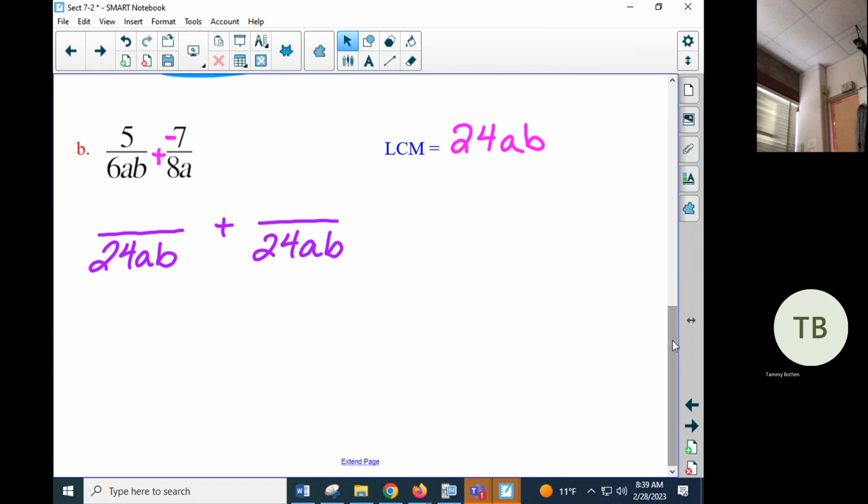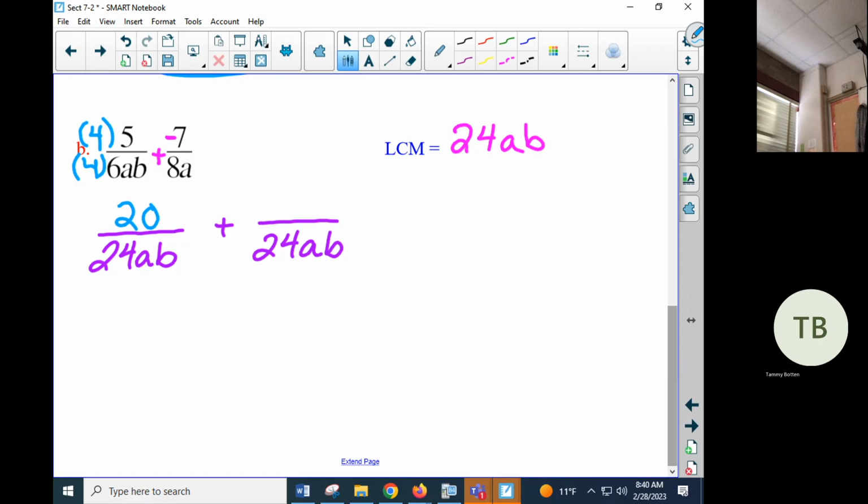And I have to decide, what do I have to multiply 6AB by to get 24AB? What would I have to multiply that by? To just be 4, right? So then I have to multiply the top by 4. And 4 times 5 is 20. So if you're wondering, how did we get 4? 4 times 6 is 24, and then you have the ABs, so we didn't need any variables there.